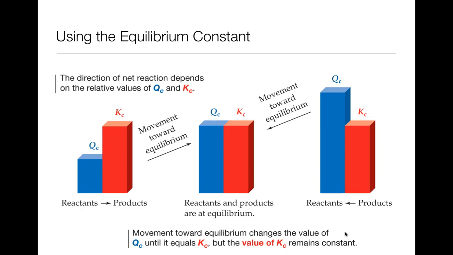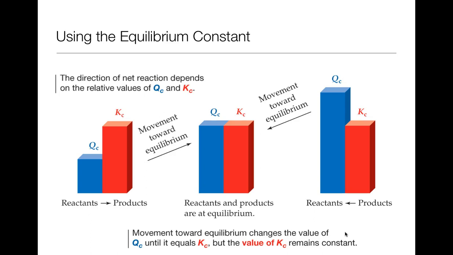And then you have on the far right the same example in which Qc is greater than Kc. Again, the only way that can happen is if the products are in greater excess than the reactants according to the equilibrium expression. The only way it can move towards equilibrium is if more products are converted back into reactants.